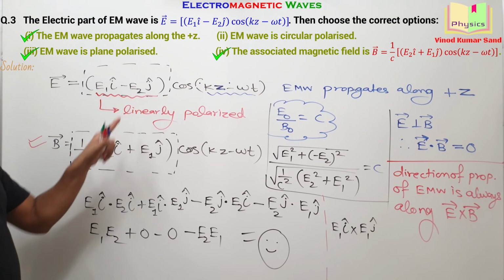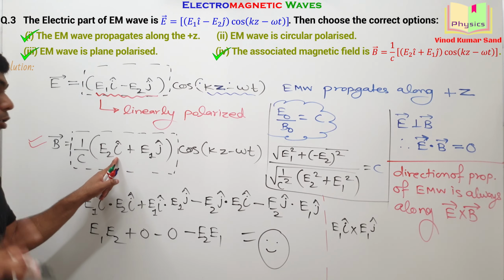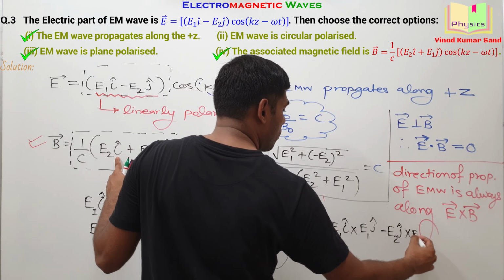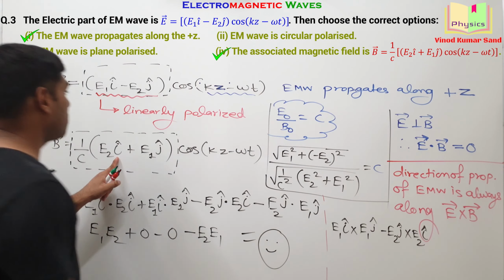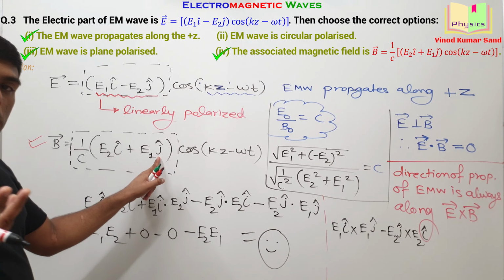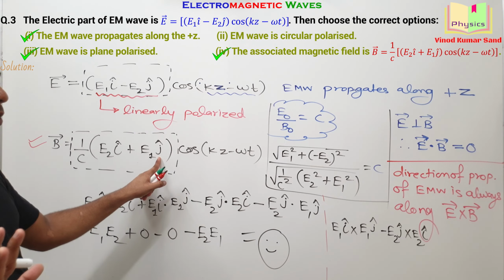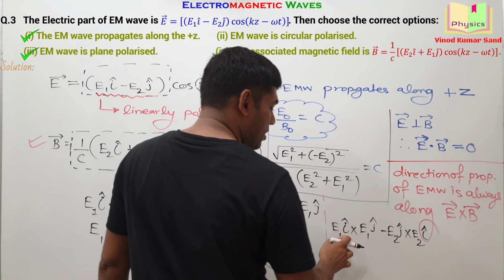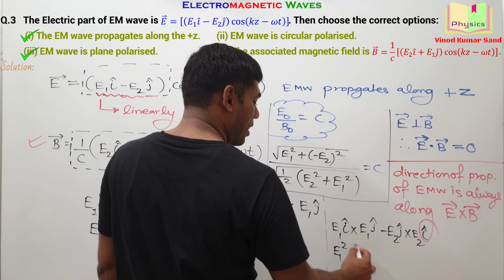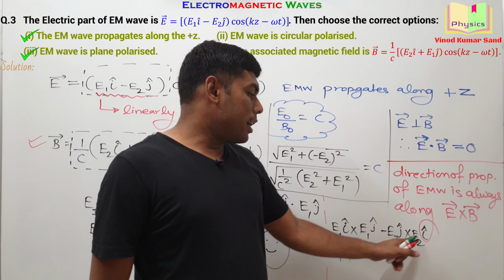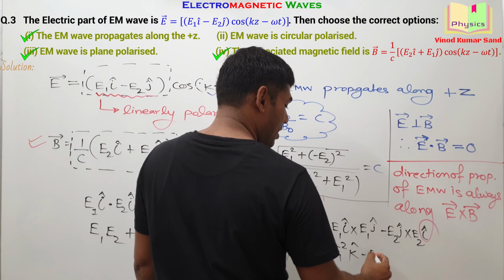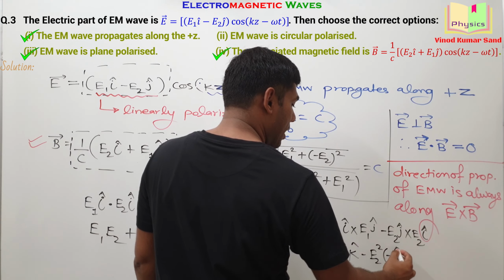Then E2 j cap and E2 I cap, their cross product will remain something. So E2 j cap cross of E2 I cap, E2 j cap cross E1 j cap. J cap cross j cap becomes 0, so I am not writing that. Let's check these parameters. I cap cross j cap becomes k cap, so here is E1 square k cap. J cap cross I cap becomes minus k cap, so here is E2 square and minus k cap.